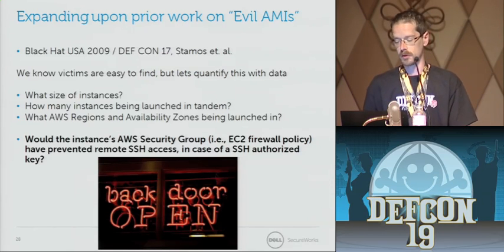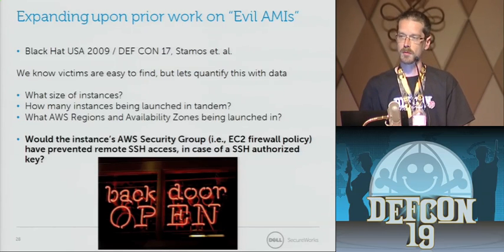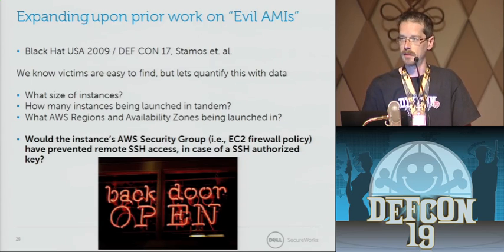would their security groups, which is similar to a firewall policy for an EC2 instance, would those be configured sanely? Don't allow the world to connect to your SSH ports, for example, which would be effective at being somewhat of a hedge against an AMI that has a Trojan SSH daemon or a pre-existing authorized key.